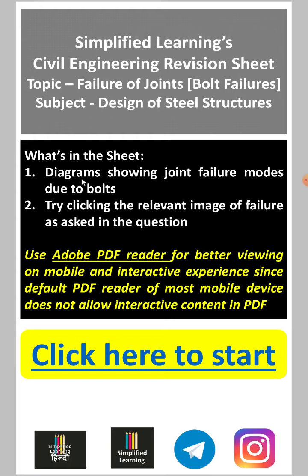When we click the right answer to a question, that will take us to the next question. So, what's in the sheet? A diagram showing the joint failure modes due to bolts, and we have to click the relevant image of failure as asked in the question. There is also one instruction: we are going to use Adobe PDF Reader for a better viewing experience and interactive experience. Okay, so click here to start.